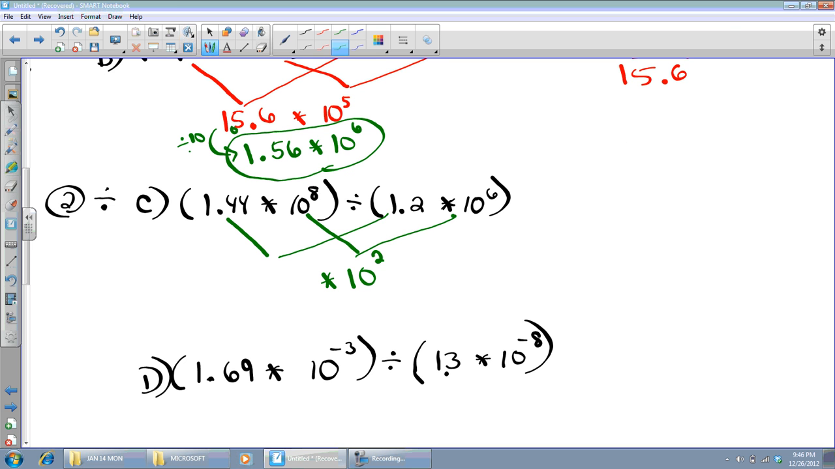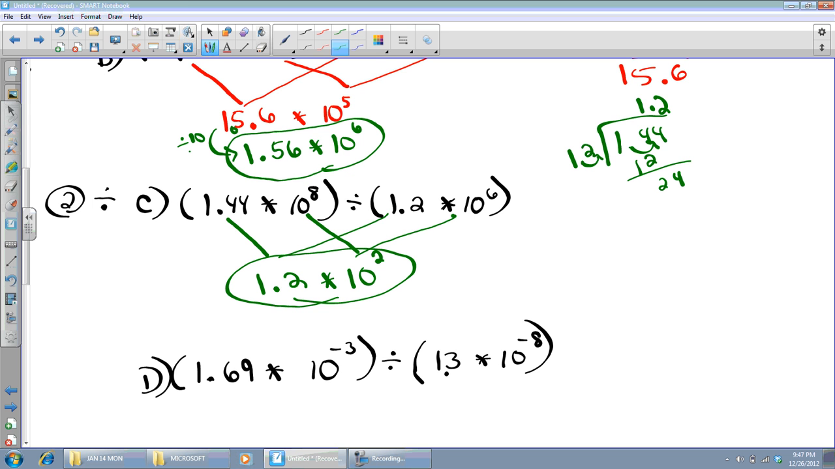Okay, 1.44 divided by 1.2, well, that's the same as 12 going into 14.4. So it looks like it's going to go 1.2 times, right? Okay. So we get 1.2 times 10 to the second.